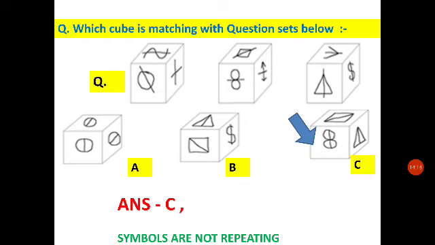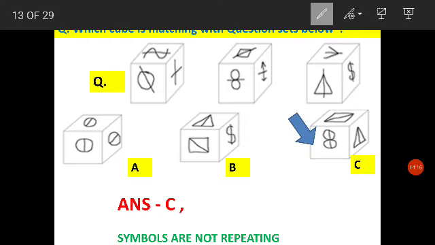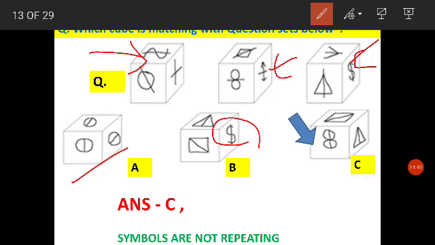and somewhere the lines are externally out, and somewhere they are cut. Here also they are cutting across, and here also all the lines are cutting across. So this option is not possible because all circles are there. This option is also not possible because there's a dollar sign which is getting repeated, and C is actually the best option.